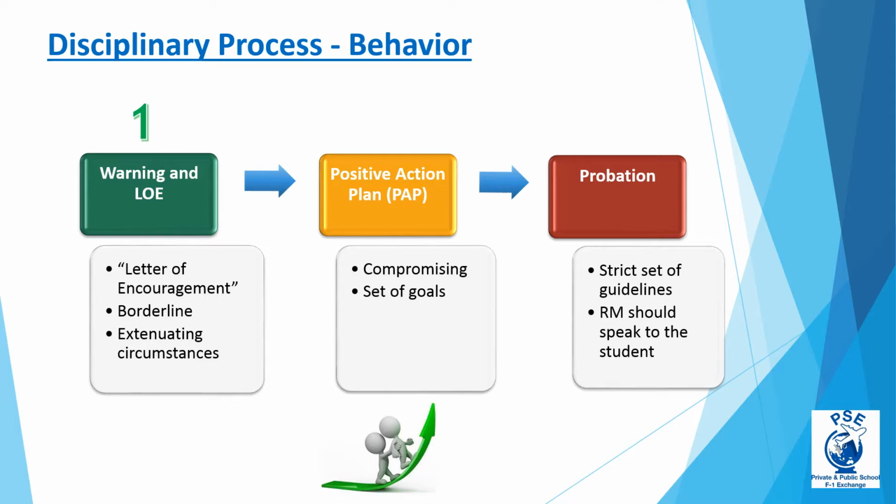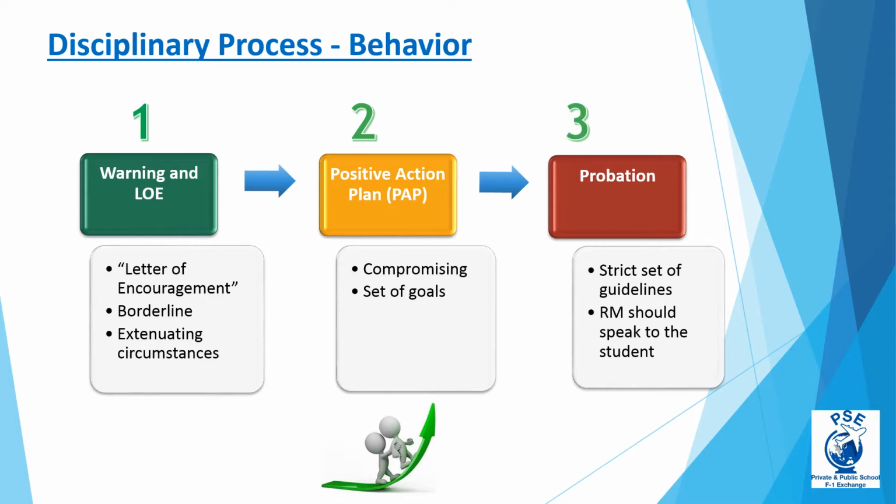Some behaviors might be seen as borderline or based on extenuating circumstances. Certain behaviors may be justified but not acceptable depending on the situation. Second, the student will be put on a positive action plan. This is a notification of behavior which is compromising the quality of the program.